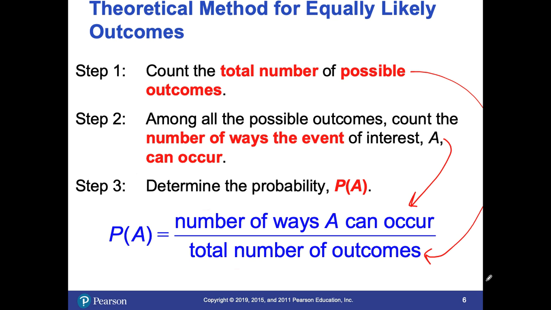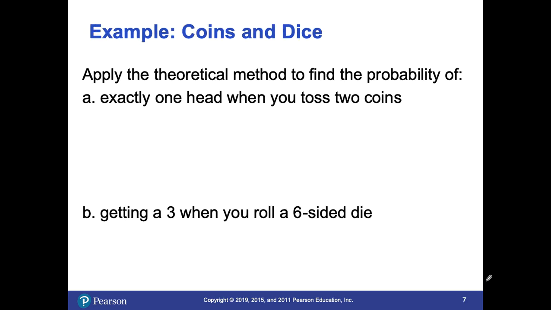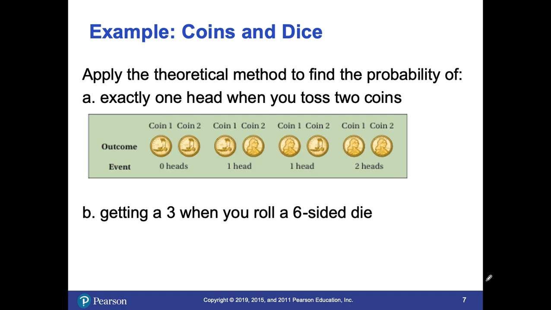So let's go do an example. Let's go and apply the theoretical method to find the probability of exactly one head when you toss two coins. So now if you toss two coins, there's actually four different outcomes. If you toss two coins, you could get 0 heads. You just get both tails. You can get one head, which is first tail, then head. Or you can get first head, then tail.